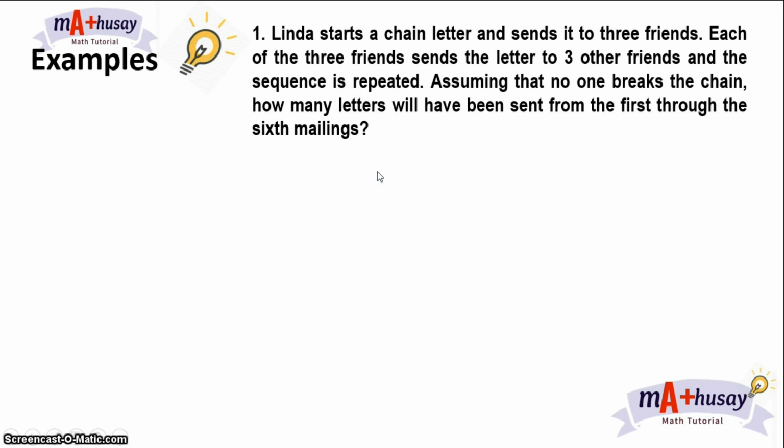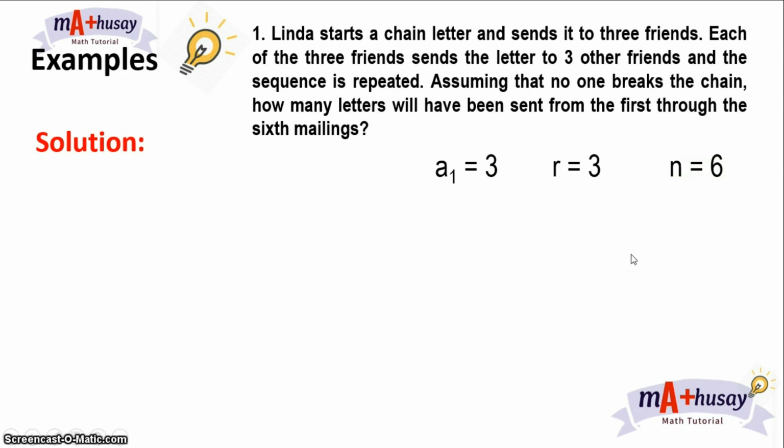So, we know that the first time Linda sent the chain letter, she sent it to 3 persons, right? Now, these 3 persons who receive this letter will send it to another 3 persons each. So, on the second sending of mails, there should be 9 letters sent, right? So, that's why the common ratio is 3. Now, we want to know how many letters will be sent up to the 6th term. So, our n is 6.